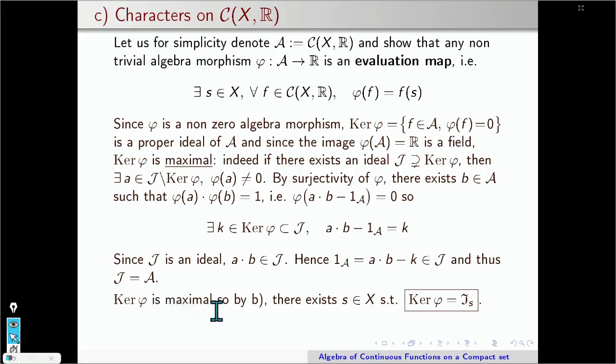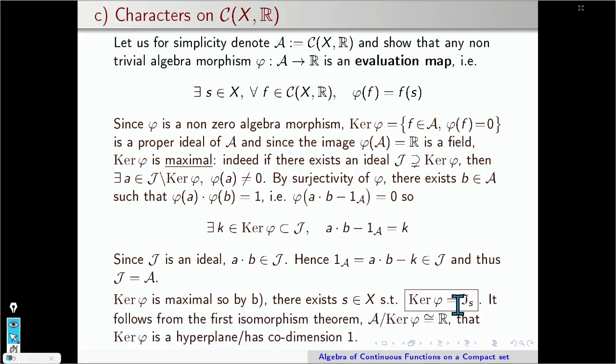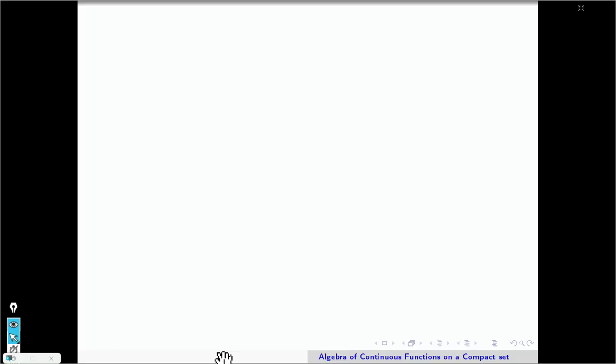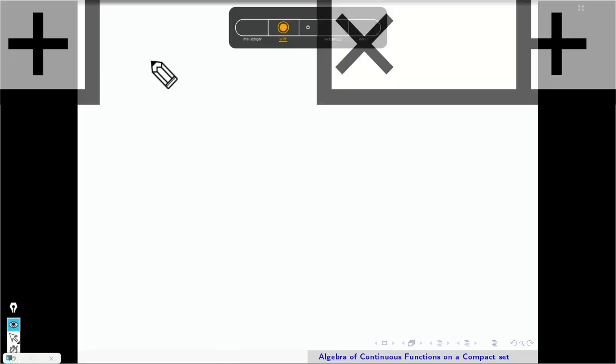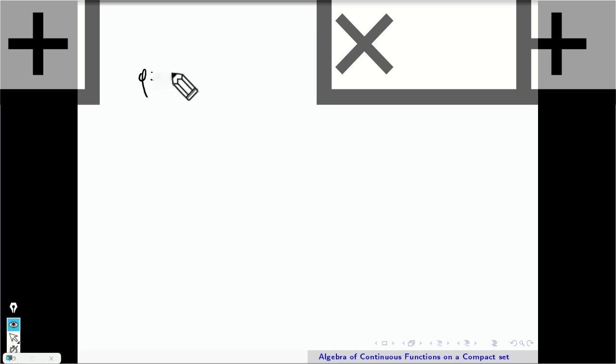So if the kernel is a maximal ideal, we have seen that it is of the form I subscript s, and let us now show that in fact it is of codimension 1. It means that A, the whole space, is the kernel direct sum with a line. So otherwise the kernel is a hyperplane. Let me just give intuition for this, and also a justification of a property that we will use right afterward.